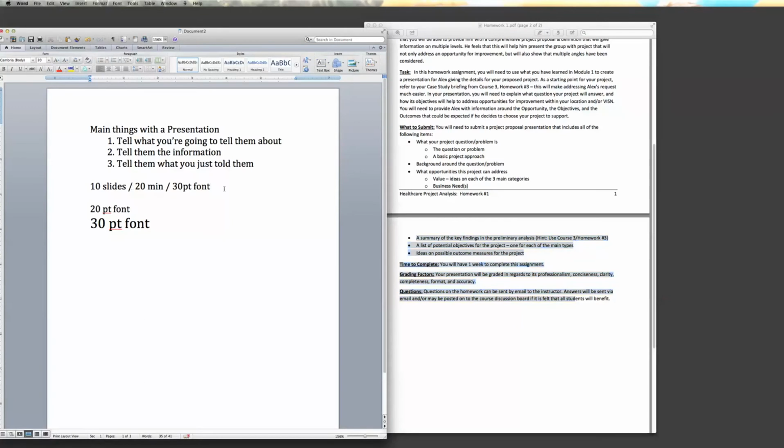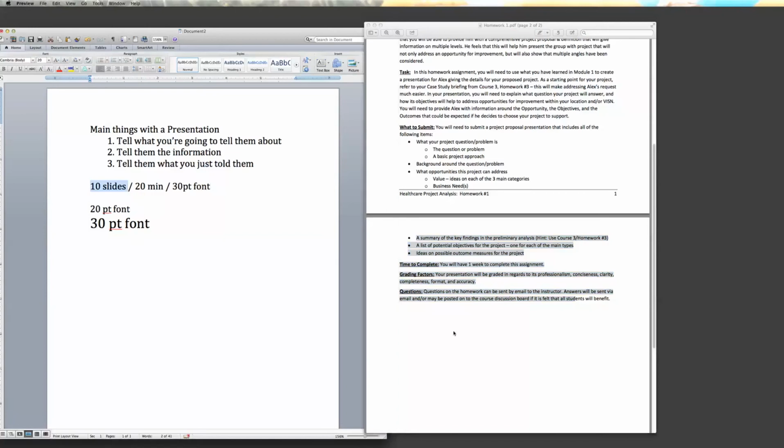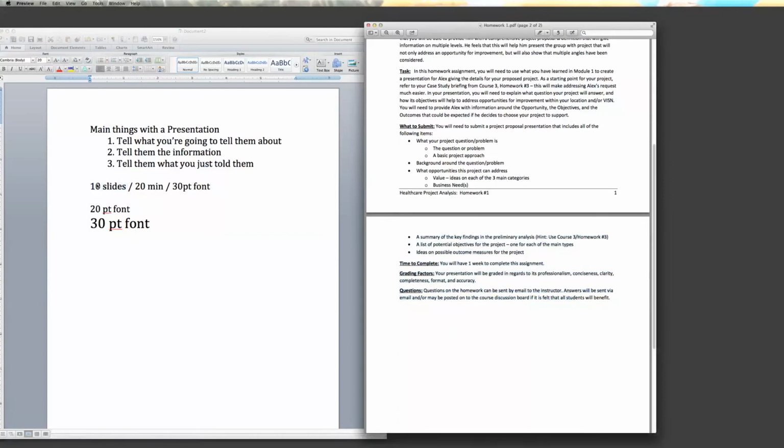Okay, that's another option. The 10 slides kind of depends on what your topic is. Within the 10 slides, if you've got a lot of findings, splitting those findings up into multiple slides is always a good idea. I've been in presentations where you might have 10 slides just on the findings and then another 10 slides on other stuff, so keep that in mind. But the 20 minutes, 30-point font, that's usually another way to think about it.